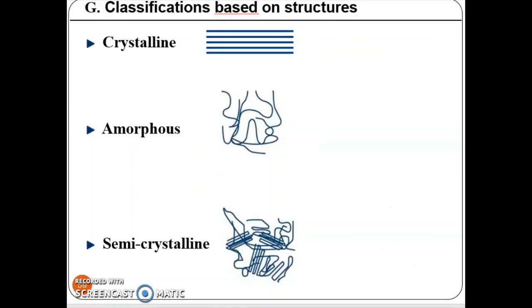Now also we'll talk about another kind of classification of polymers, which is based on structures. The structure of a polymer is defined in terms of crystallinity. This might also be described as a degree of order or regularity, or how the molecules are packed together. So if we have a well-ordered polymer, it is considered crystalline.